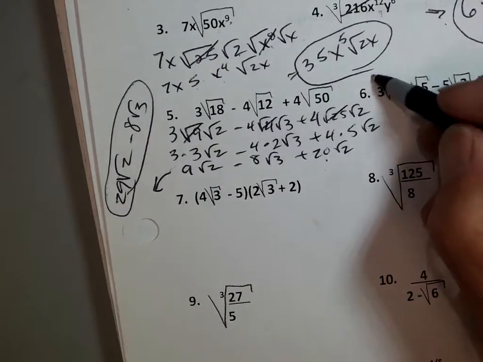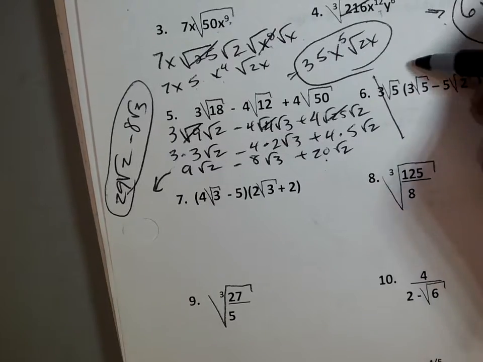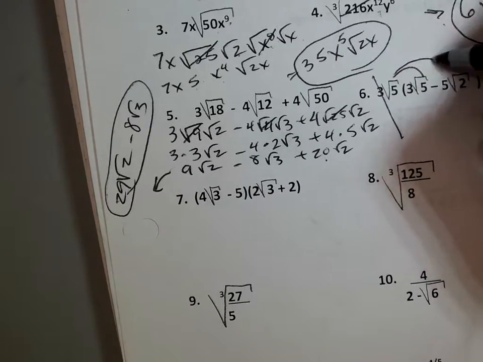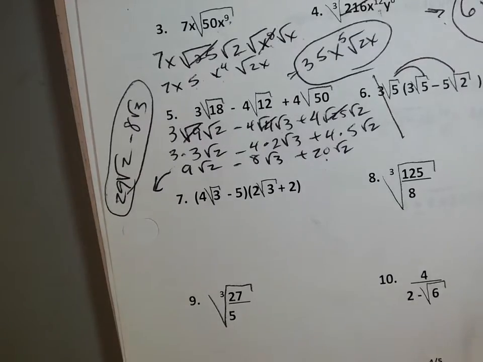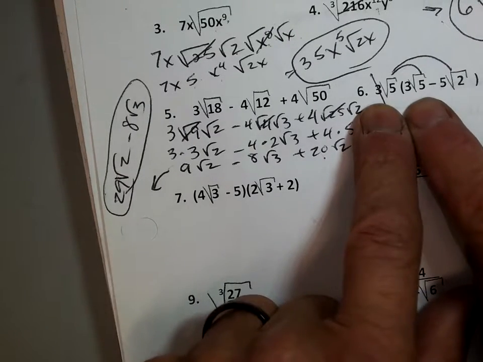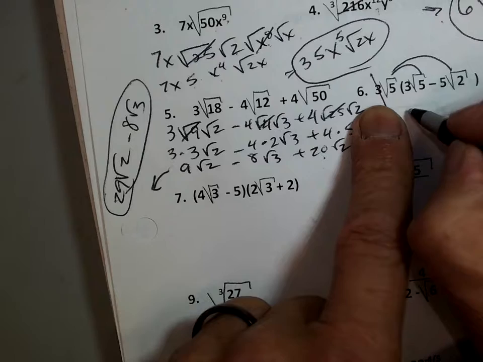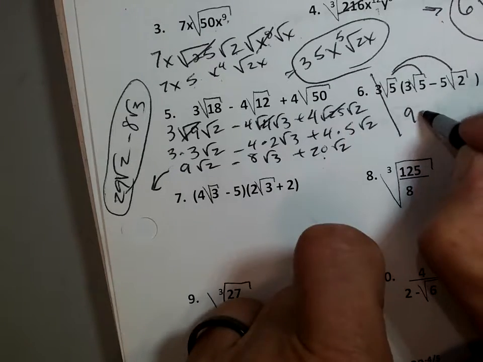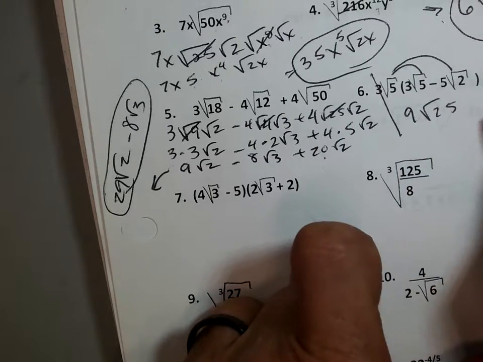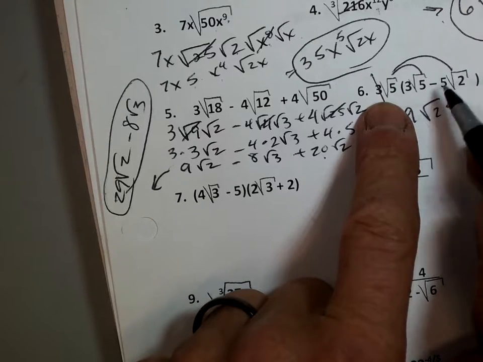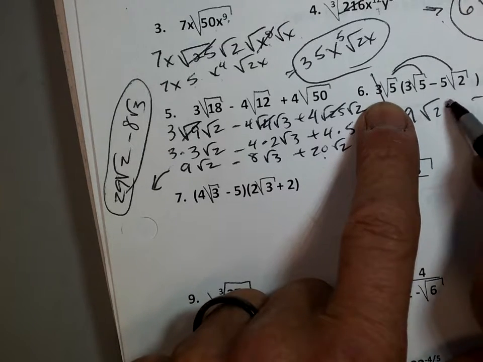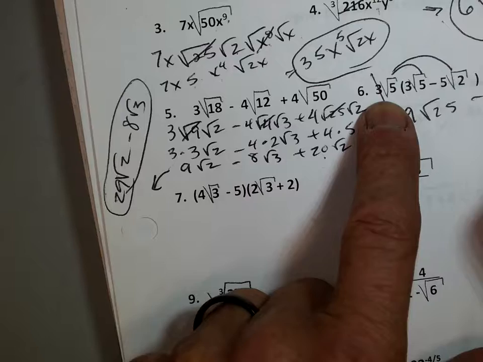Okay, number 6. We're going to go that times that times that. We're just going to distribute. So we're going to multiply whole numbers with whole numbers. 3 times 3 is 9. Square root of 5 times square root of 5 is square root of 25. We're going to multiply again. 3 times 5 is a negative 15. Whole number with whole number times the square root of 10.